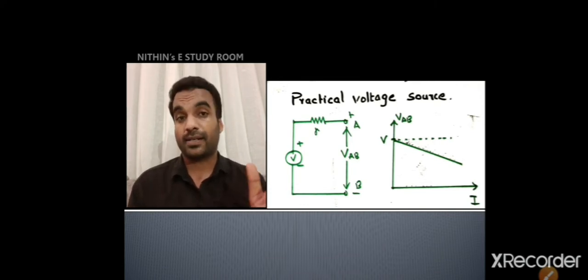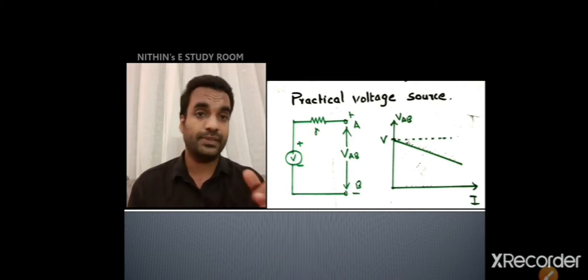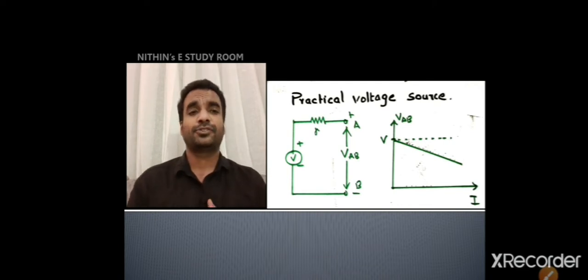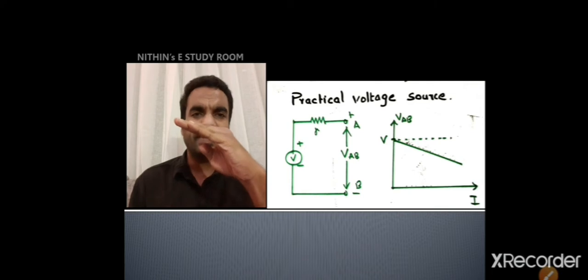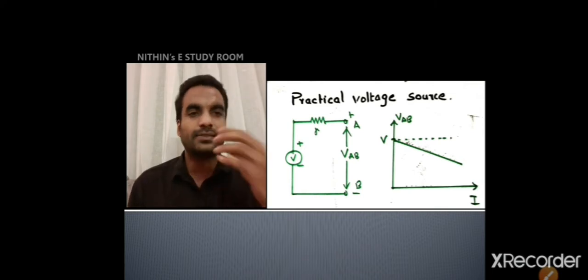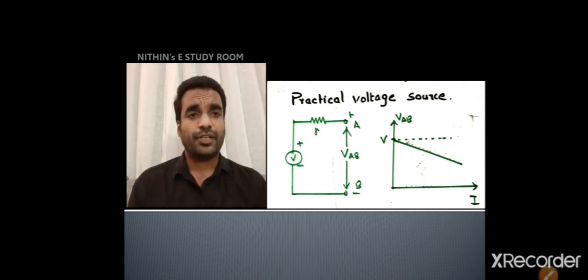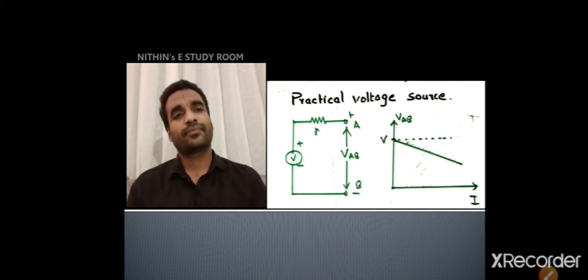Current is V by R. R reduces means current increases. So when current increases, normally voltage will reduce slightly. That is what the graph is showing. Now, why is this happening?